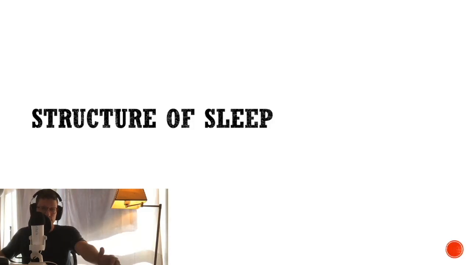Some people may have heard that the average sleep cycle is 90 minutes long. That is accurate. But within each cycle, there's actually different stages of sleep. Before I describe the different stages of sleep, there's some terminology that is important to explain.